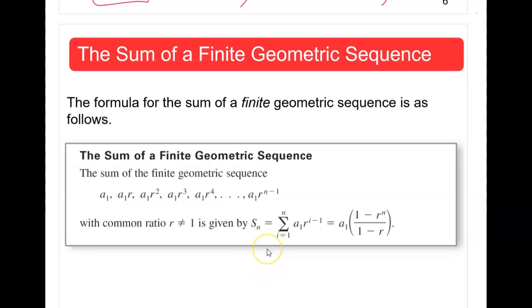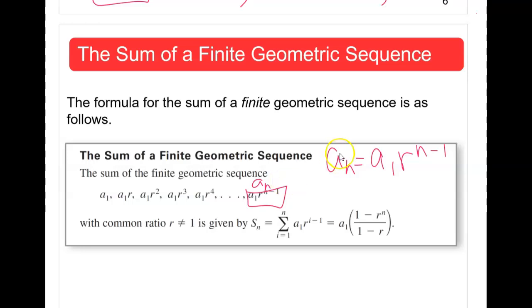Now, from here, we are going to go to our next objective, to find the sum of a finite geometric sequence. Because the sequence is finite, we know what the last term is, and that will be here. We could refer to this as a sub n, and remember the way that we get it, a sub n is equal to the first term times the common ratio to the power of n minus 1.